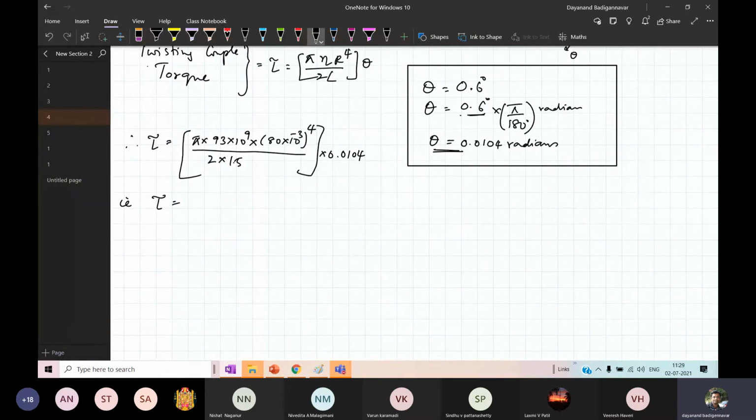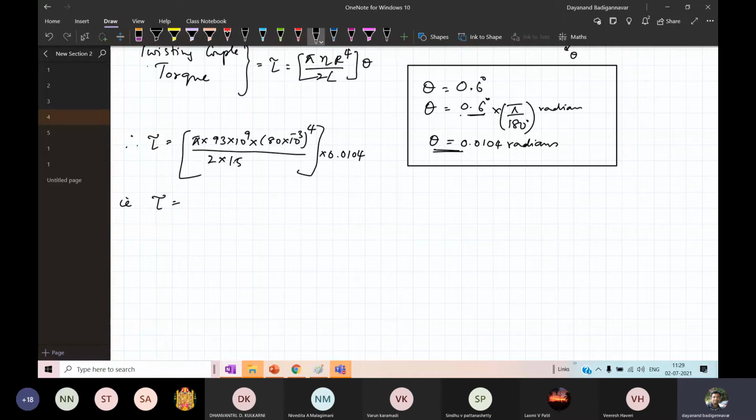Anybody has done the calculation? 4.13, sir. I'll check it, just a minute. I have not done this. 3.98 into 10 to the power of 6 into 0.0104. How much is it? 4.13 into 10 to the power of 3 or minus 3? Minus 3, sir.